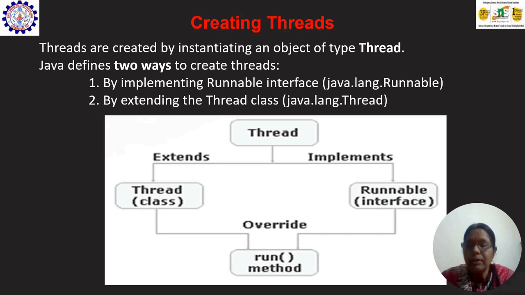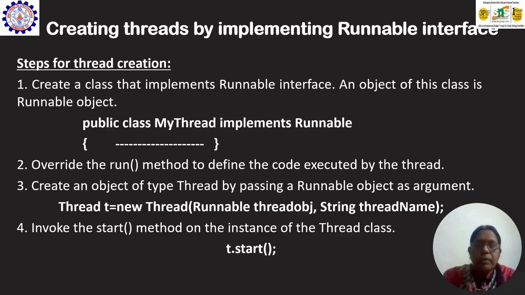So a thread is started using the start method and a thread is made to run using the run method, which we had discussed in our previous class on the stages or life cycle of a thread. So method overriding is performed here on the run method in order to make a thread run. Let us see the various steps used in creating a thread by the Runnable interface.